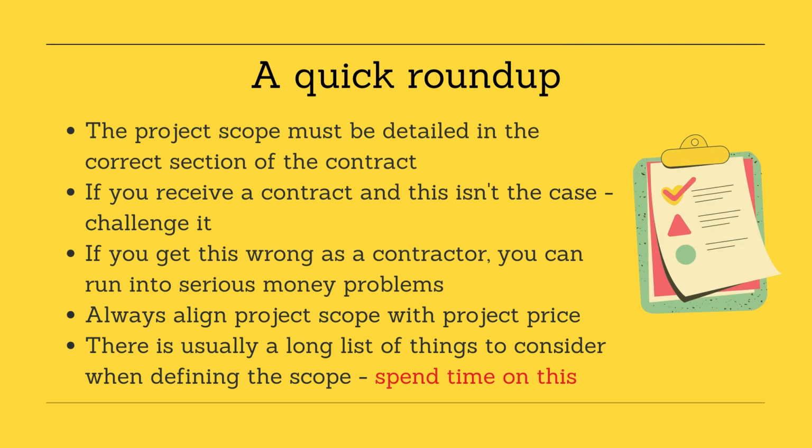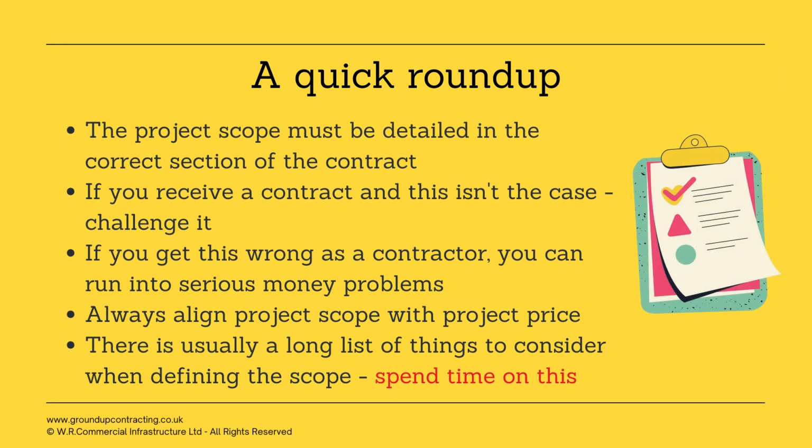In this video, we've learned that the project scope must be detailed in the correct section of the contract. If you receive a contract and this isn't the case, challenge it. If you get this wrong as a contractor, you can run into some serious money problems. Always align project scope with project price, and there's usually a long list of things to consider when defining the scope. This is extremely important, so it's worth spending the time to get it correct.